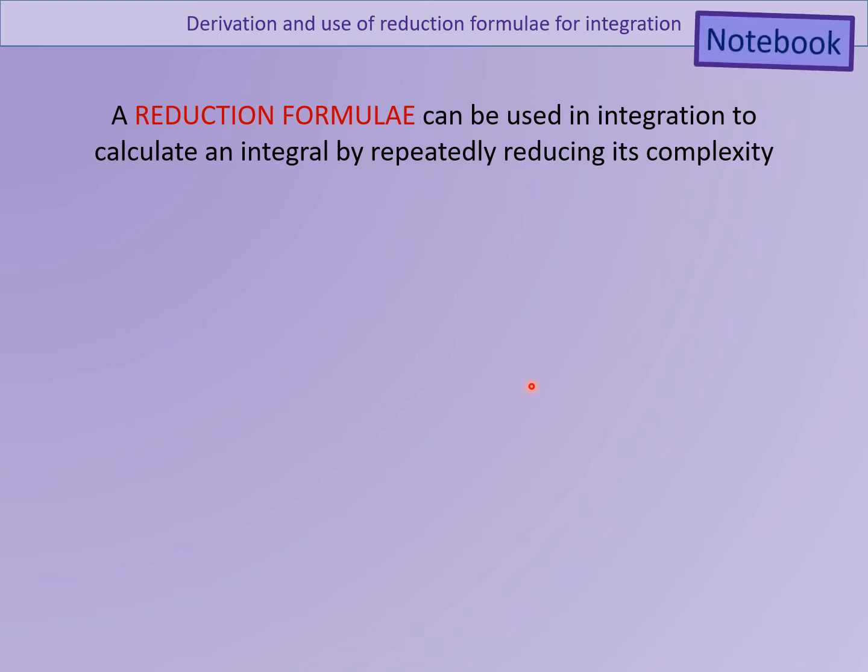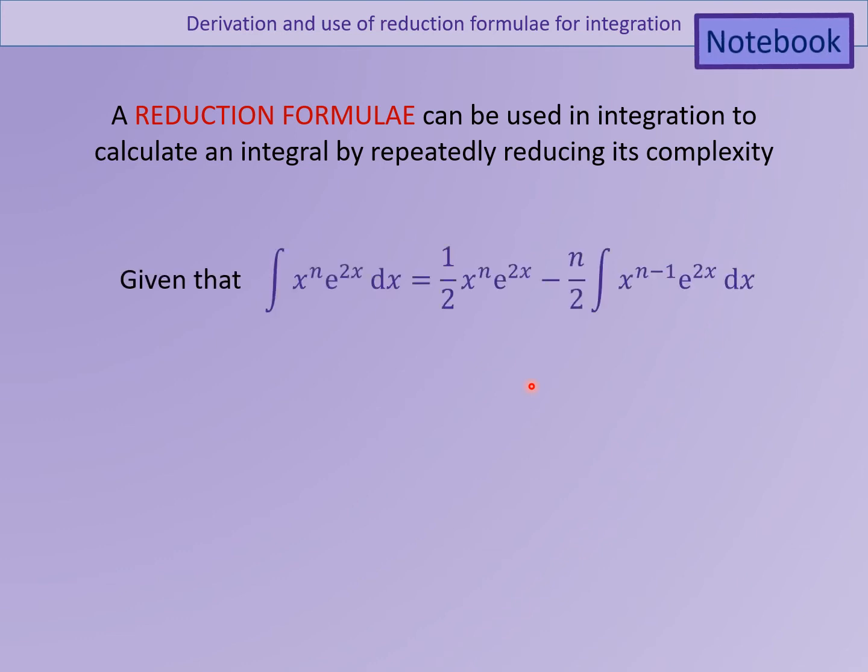Okay, right, so let's use that example we just did. In that example, we saw that the integral of x to the power n e to the 2x can be written like this. Right, we just saw that. So how do I write this as a reduction formula?